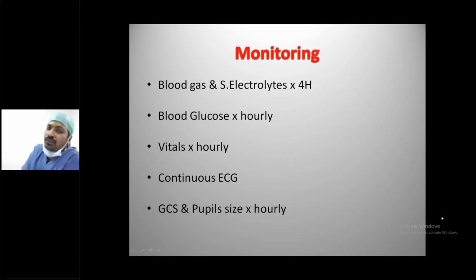How to monitor? Ideally, we need to do blood gas and serum electrolytes every 4 hours, with monitoring of glucose, and check vitals hourly. Continuous ECG monitoring is needed to check for rhythm disturbance secondary to hypokalemia, and we need to monitor neurological status like GCS and pupil size hourly.